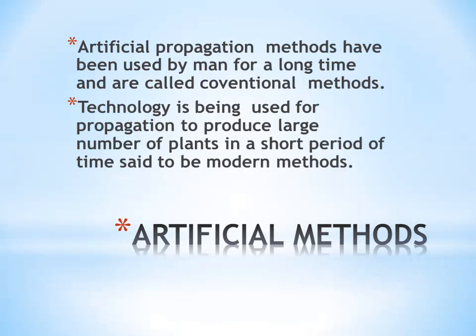There are two types of artificial method. One is the conventional method, another one is the modern method. In the conventional method, artificial propagation is produced by man. And when technology is being used for propagation, that method is called the modern method.